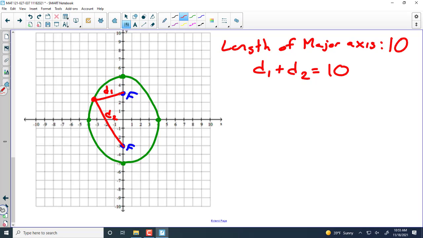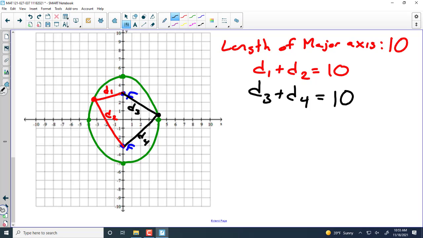I could pick this point right here. And I would draw that, and I'd draw that. And I'd call that D3, and I'd call that D4. And class, what is D3 plus D4 going to be? 10. That is what gives an ellipse its shape.